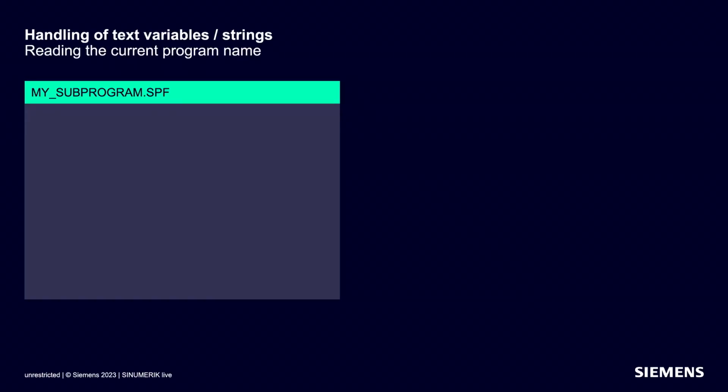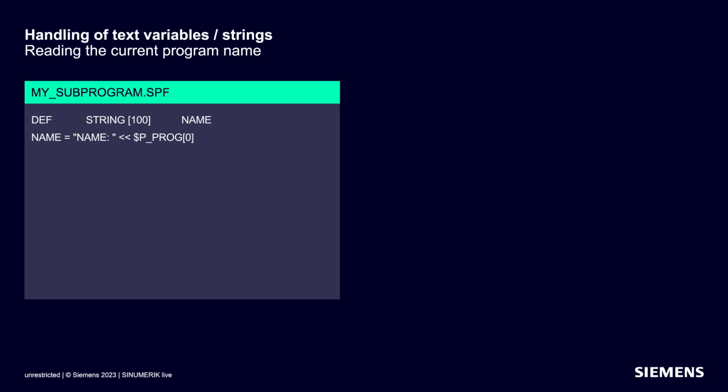Before that, let's read out the current program name. The subprogram with the name my_subprogram.spf is opened here in the example. First, I define a string variable called name and assign the fixed text "name: " to it. The name of the current program is now read from the system variable $P_PROG0 and linked with the fixed text just defined.